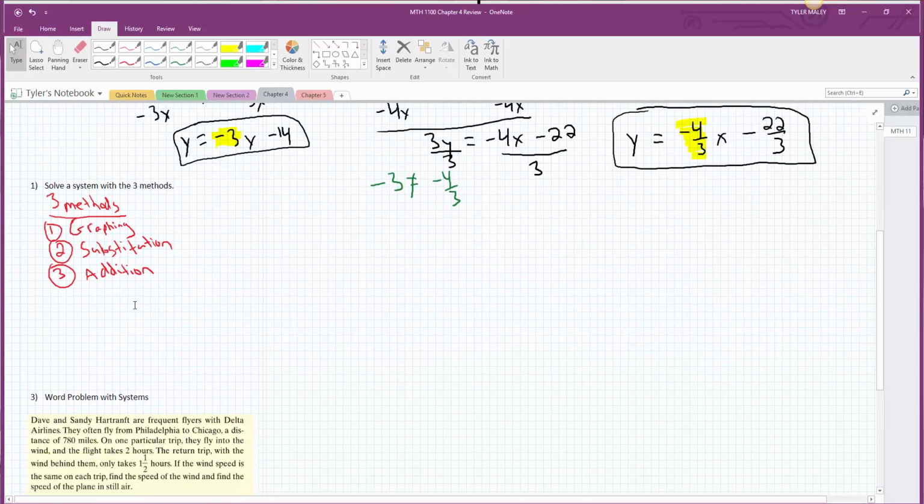So the system that I want to look at is the following. We have x over 2 plus y over 6 equals 1, and minus x over 3 minus y over 9 equals negative 1. So there's my system.